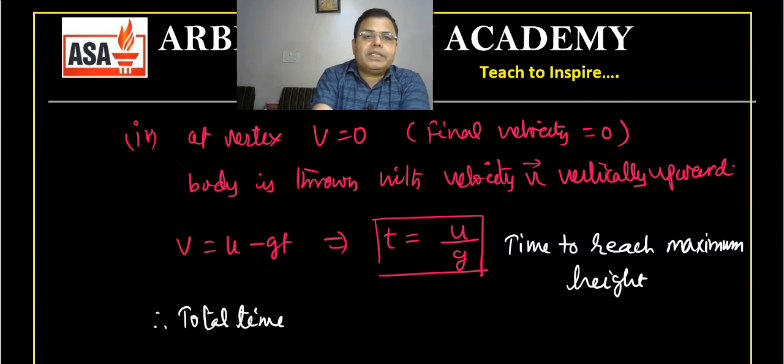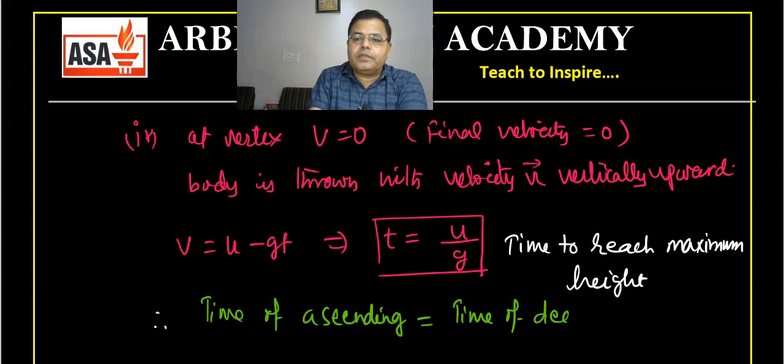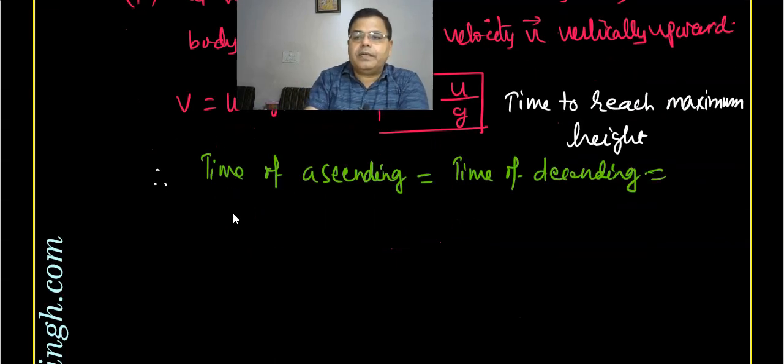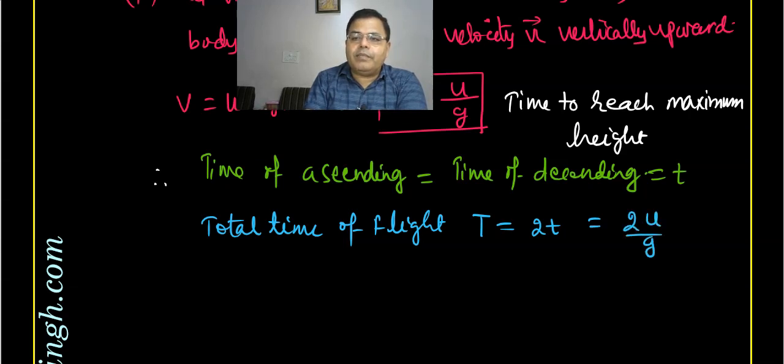And the total time of flight: time of ascending is equal to time of descending. Remember this. Therefore, the total time of flight, capital T, is equal to t plus t, that is 2t, that is 2u by g. Time of flight is 2u by g. Remember this. Time of flight T is equal to 2u by g.